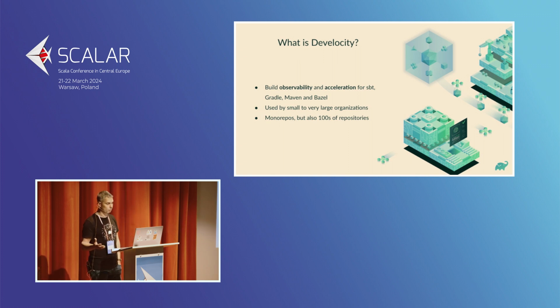So what does it do? We call it build observability and acceleration, and it supports 4 build tools: SBT, obviously, Gradle, Maven, and Bazel. It has its roots in Gradle. It started about 7 years ago as a tooling to help Gradle developers understand their builds and make them faster. And it is today used by very large organizations like Netflix or Airbnb and so on, but also small ones, and it works well with monorepos, but also hundreds of repositories.